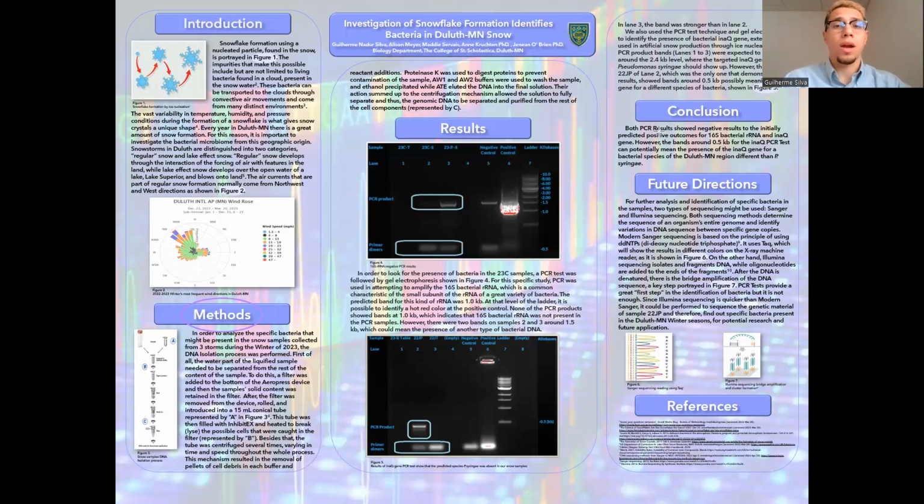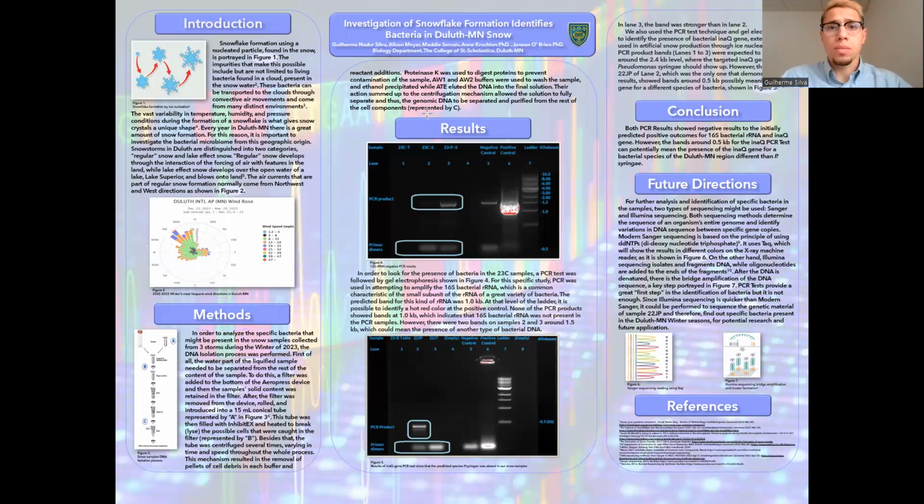And also we used proteinase K, which is a reactant that digested the proteins that were undesirable in our sample. We used AW1, AW2 buffers, ethanol, and ATE buffer to wash our sample and successfully separate the DNA that it contained.